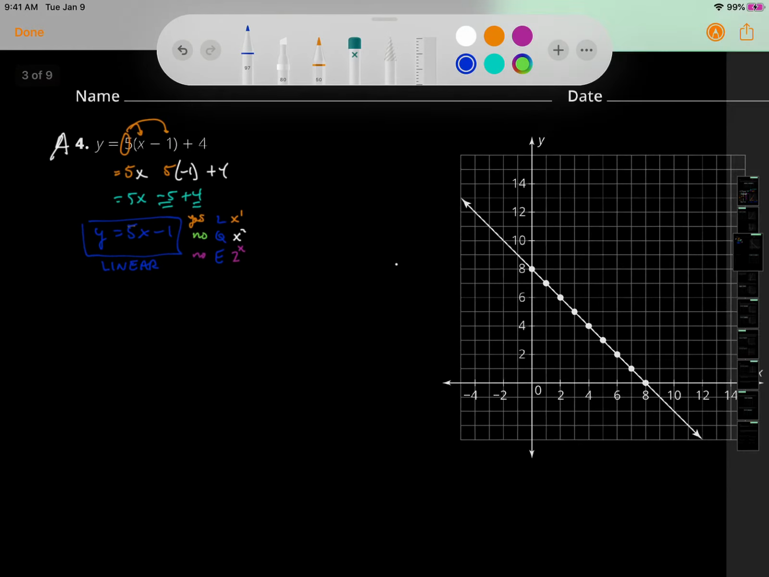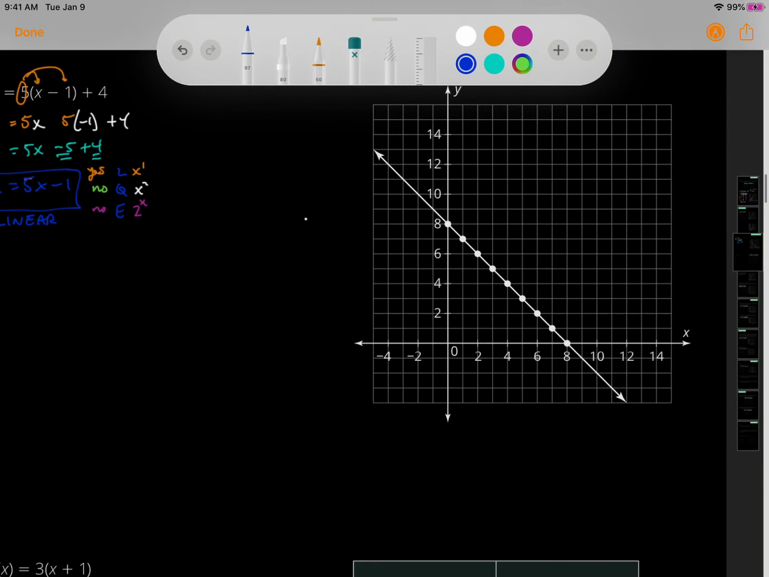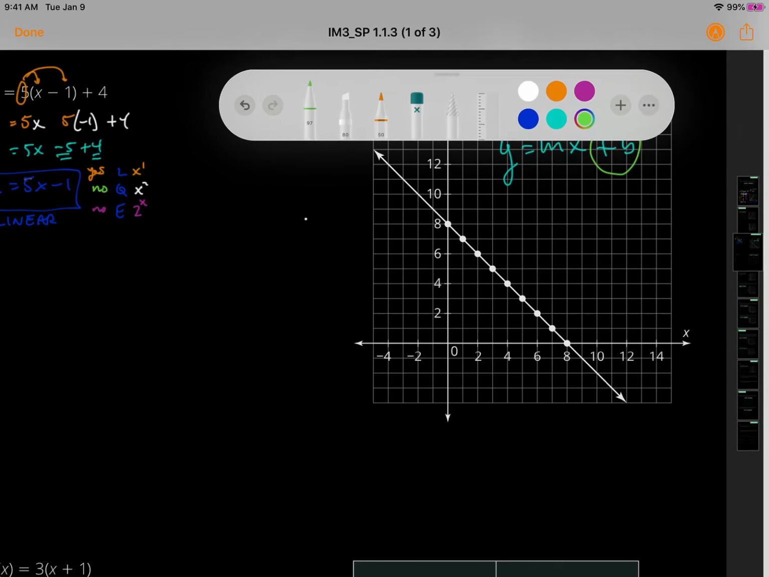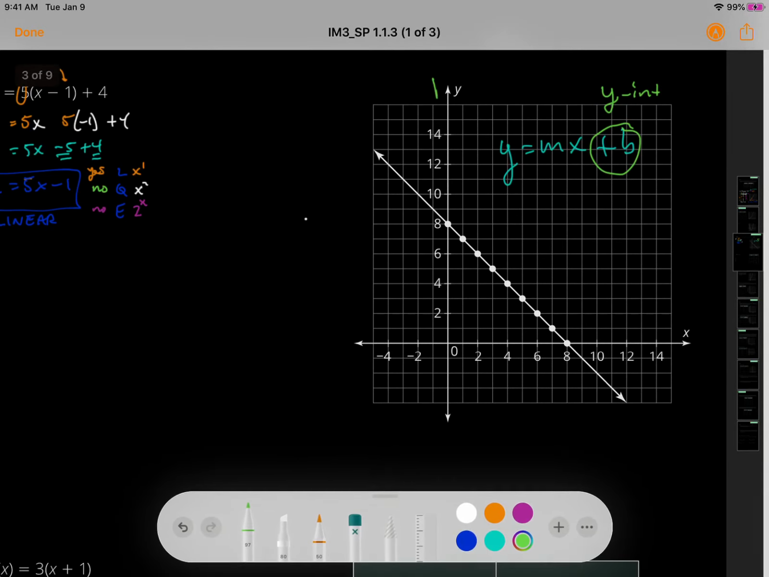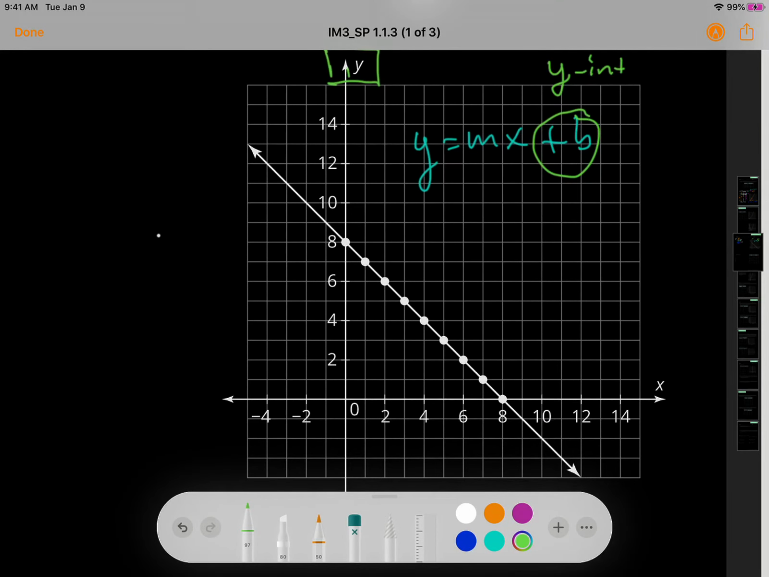Okay, question on the right side here. Do you have a line? Yes. Okay. Let's just use slope-intercept form. And remember, the b represents our y-intercept, or where it touches the y-axis, okay? So where does it touch the y-axis? I'm going to go down here, and my graph touches right here. Notice that 8 here is positive, okay?